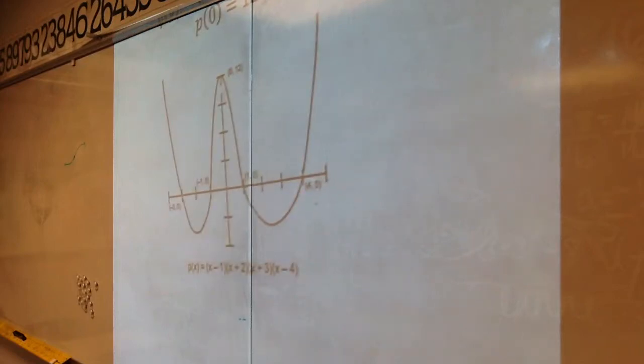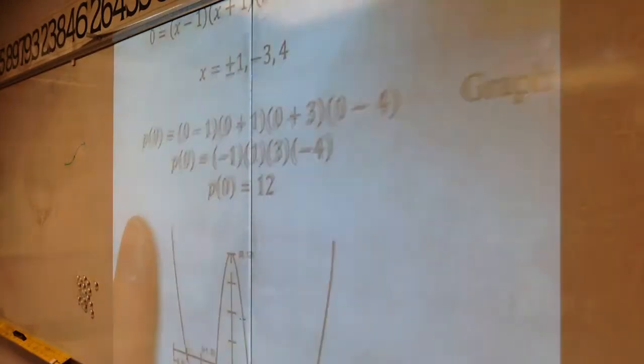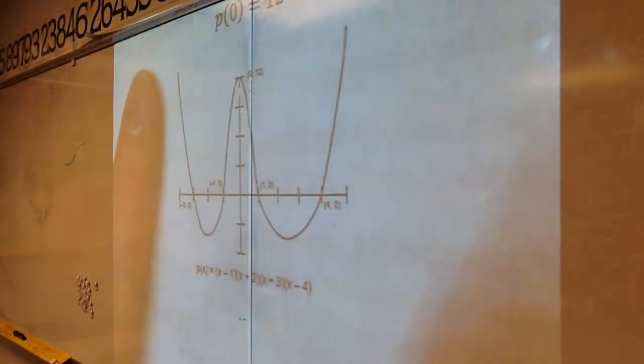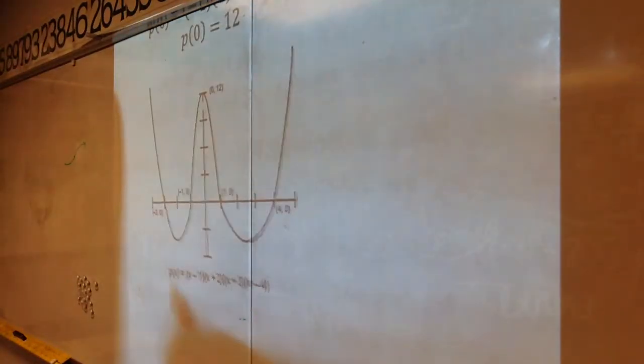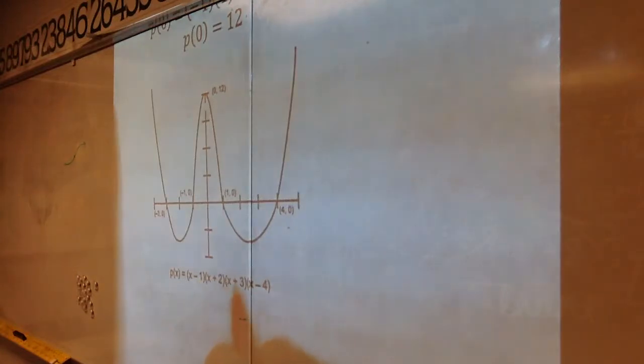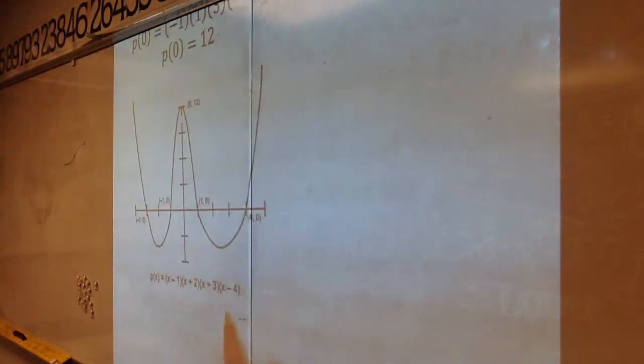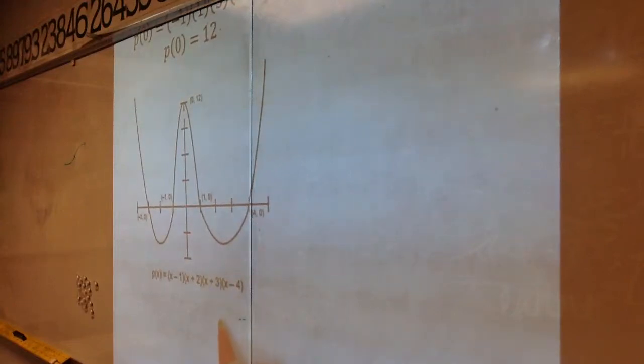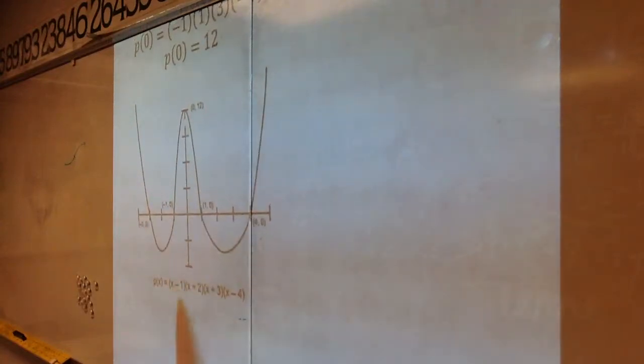Okay, so anyway, this one basically just shows what we learned yesterday. Look at all it has. If it's written in factored form, what do those tell you? The x-intercepts, yes. They don't add up, though. -2. There's no plus 1. Oh, it's minus.